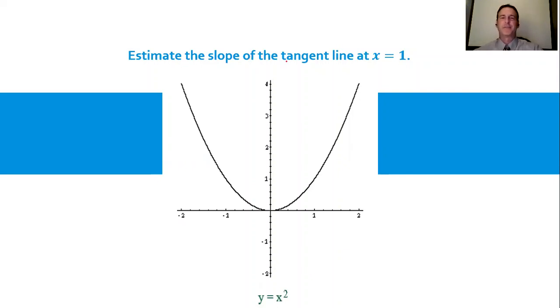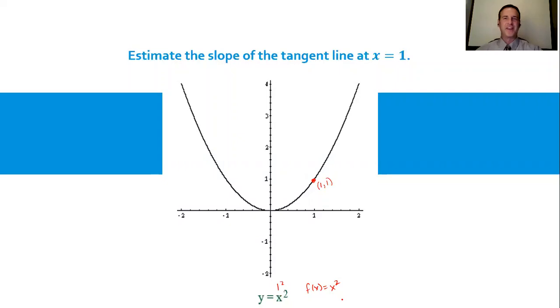Here's what it says. Estimate the slope of the tangent line at x equals 1. All right, so here's my 1, and the coordinate for this is (1, 1), because if you input 1 into this x squared, you get 1. And while it says y equals x squared, I could call this f of x equals x squared, and that would probably be trusted as pretty close to the same thing, okay?